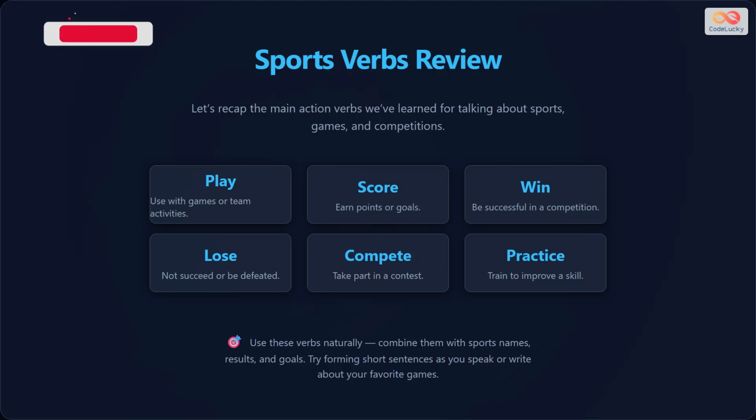Let us review the key verbs we learned. Play is for games or group activities. Score is when you earn points or goals. Win means to be successful. Lose means not to be successful. Compete means to take part in a contest. Practice means to train and improve your skills. These 6 verbs are powerful words that help you talk clearly about sports and achievements. Use them naturally in your sentences to describe what you do, how you perform, and how you get better through effort.